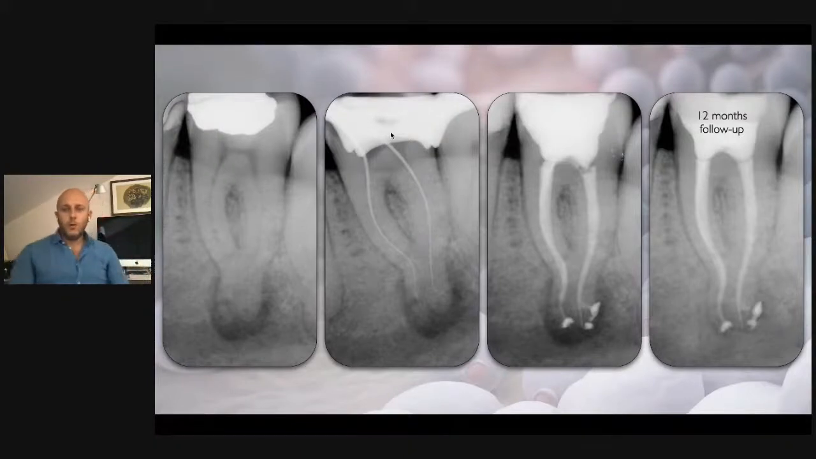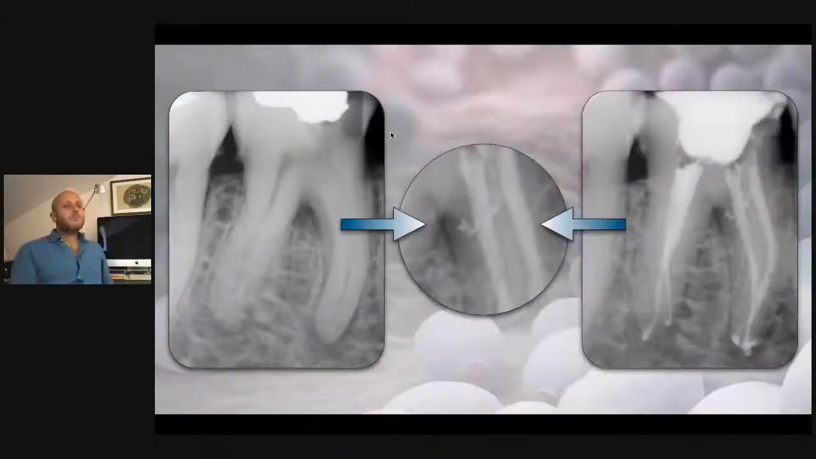This is a second lower molar I treated some years ago. And look which kind of anatomy I found. But because I did a great and efficient disinfection and cleaning, and then obturation of the root canal space, 1 year after, the apical lesion was dissolved. So the success of the therapy was determined by the disinfection, the cleaning, and the good obturation of the canal space.